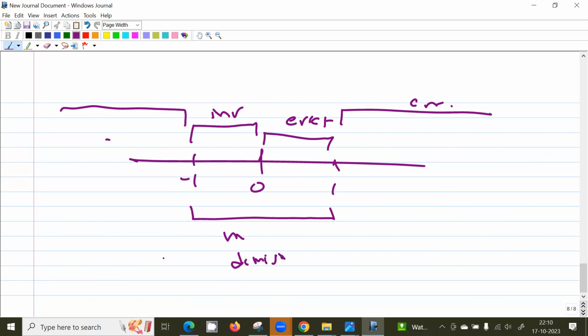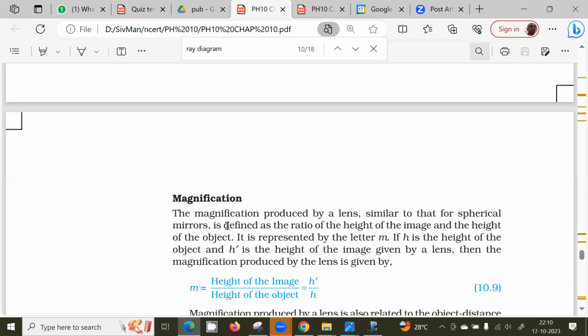Okay, so negative sign means the image is inverted. Whether it's diminished or enlarged is decided by the magnitude: if it is a fraction, it means a diminished image. Sir, if the magnification is exactly 0, then what will it be? Magnification 0 does not make sense.